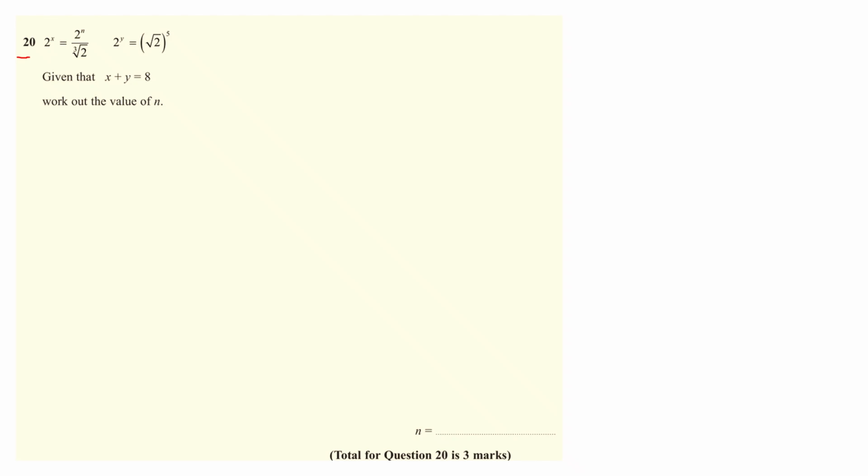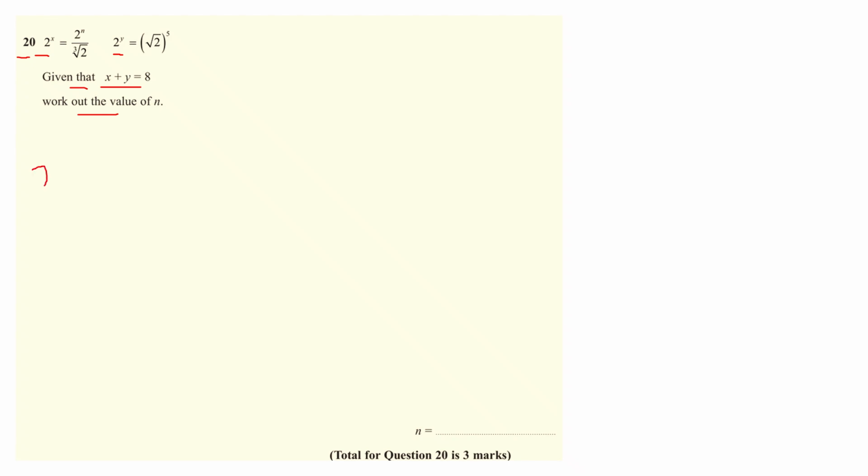So question 28: we've got 2 to the x is equal to 2 to the n over the cube root of 2. We've got 2 to the y is equal to the square root of 2, all to the power of 5. Given that x plus y is equal to 8, work out the value of n. So step one, guys, is to express 2 to the x and 2 to the y as powers of 2 on the right-hand side.